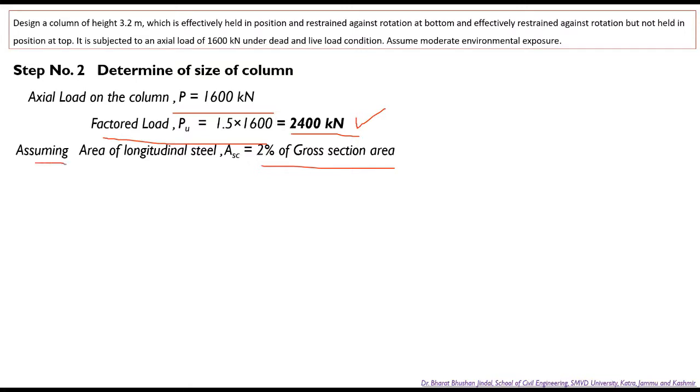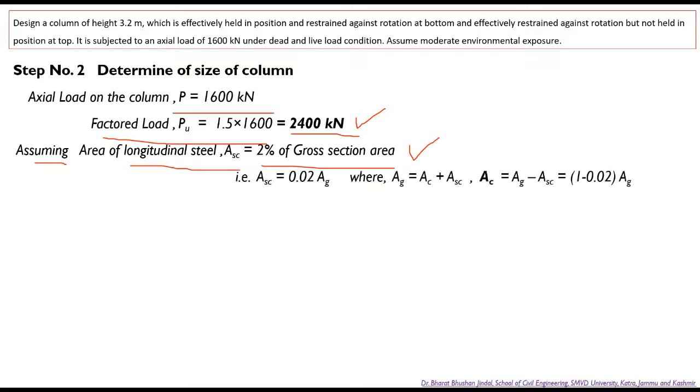So here, let us assume the area of longitudinal steel, that is Asc, as 2% of the gross sectional area, which is greater than 0.8% as well as lesser than 6%. So that means here we can work out that the area of steel under compression is 0.02 of the gross area of the section. Now what is the gross area of the section of the column? That is the area of the concrete plus the area of the steel.